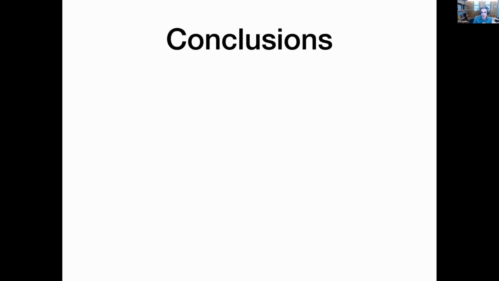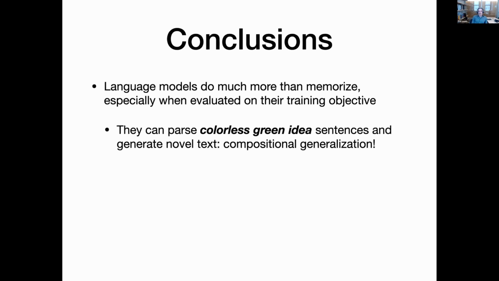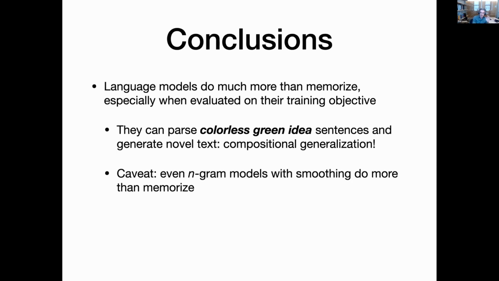So to sum up, we showed that language models do much more than memorize, especially when they're evaluated on the training objective, on the word prediction objective. They can parse these nonsense, colorless, good idea sentences and generate novel text. So that's clearly compositional generalization. But of course, even n-gram models with enough smoothing can generalize to new n-grams. So that's not exactly a high bar.